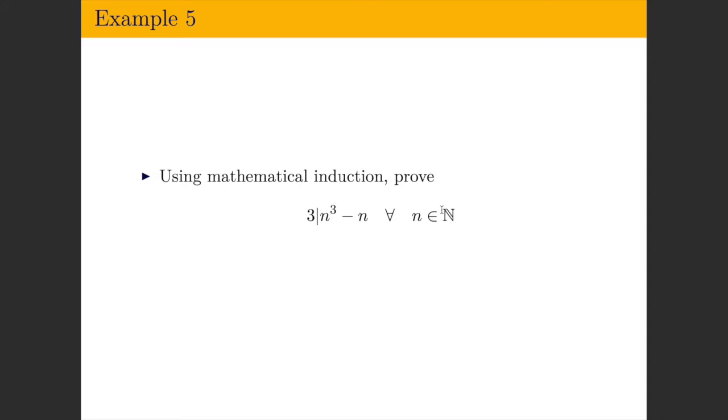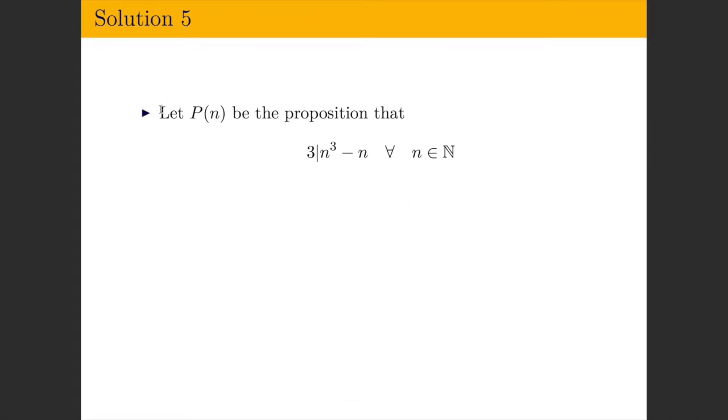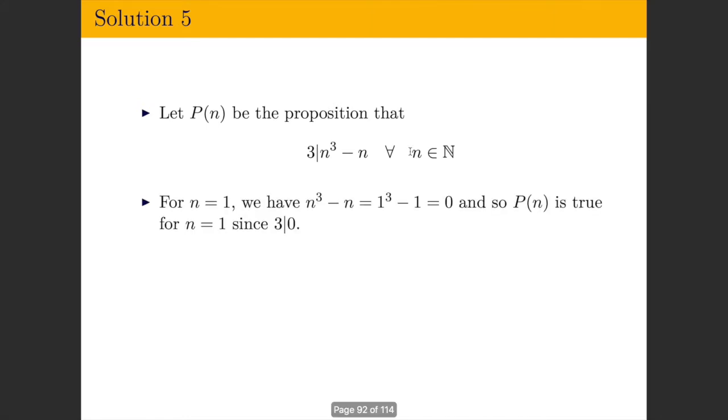Again, these induction proofs will consist of 2 basic steps. Step 1, the basis case, and step 2, the inductive step. Firstly, what we're going to do is define the proposition P(n). P(n) is the proposition that 3 goes into n cubed minus n for all n an element of the natural numbers. That is, of course, defining the proposition. Now we can do the basis case.